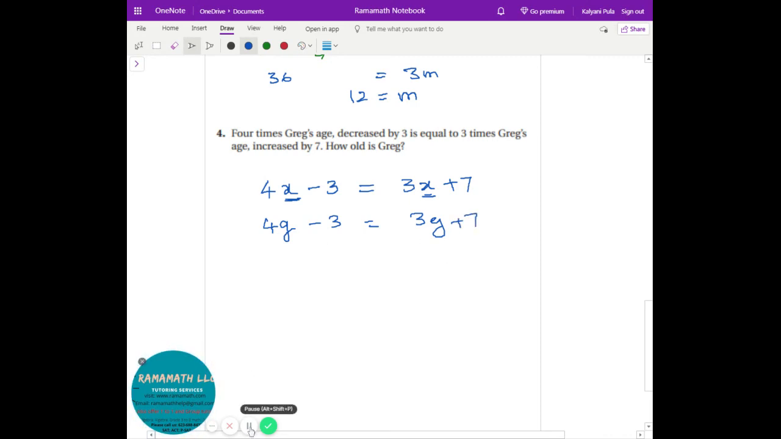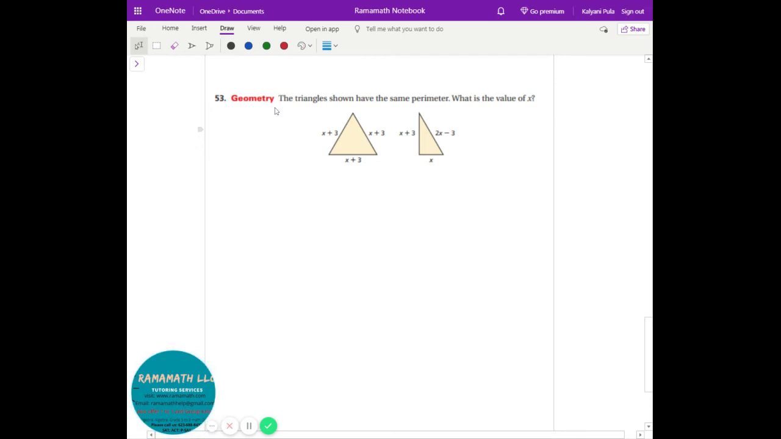So that's the important thing. One of the questions is on applications of geometry. The triangles shown here have the same perimeter. So what could be the value of x? The perimeter means you add all the sides. So you add all the sides and make one equation out of this, and then you add all the sides and make another equation out of this. And then they said they have the same perimeter. So that means you're going to equate them. That's a keyword in this one to solve it. Okay, and then from that we can find the x value. Okay, let's try this.